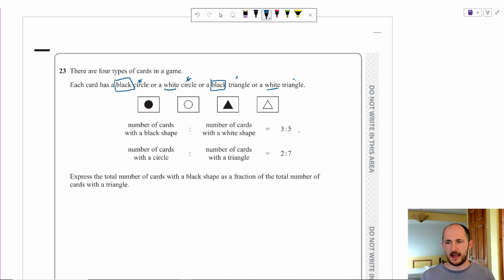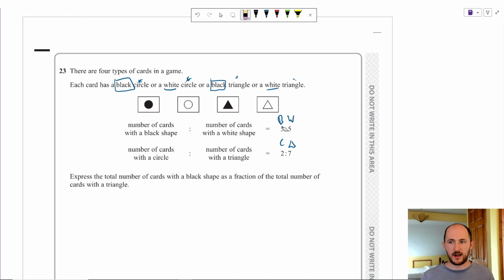So this means that for every 3 black shapes, there should be 5 white shapes. Now don't forget, those shapes can either be circles or triangles as well. So these 3 black shapes, they could be 2 circles and 1 triangle, they could be 1 circle and it could be anything, right? And the number of cards with a circle to the number of cards with a triangle is 2 to 7.